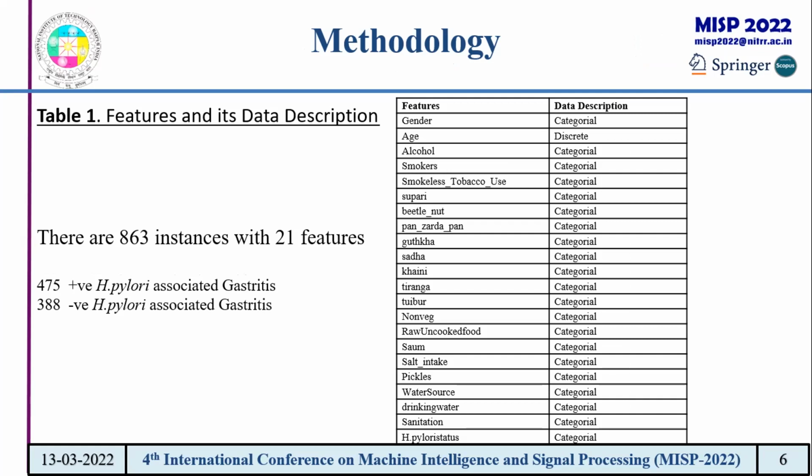Consumption of non-veg, raw, uncooked food. Saum is a fermented pork fat, and intake of salt, and source of water, like whether it's treated water from the municipality, or stagnant water or lake water. Sanitation, whether they use publicly available sanitation, or they have their own sanitation facility at home.